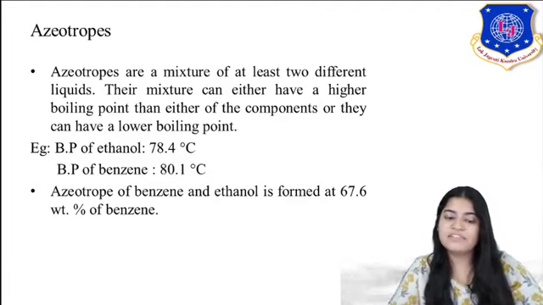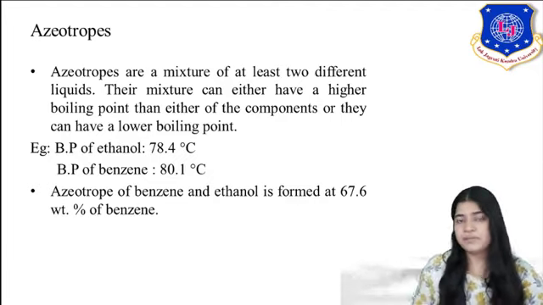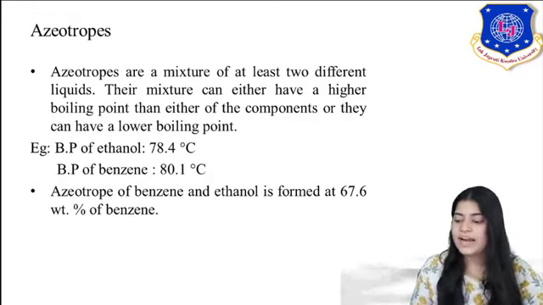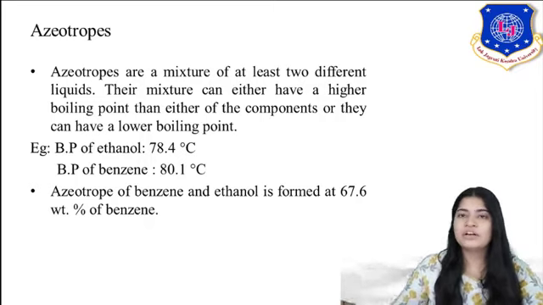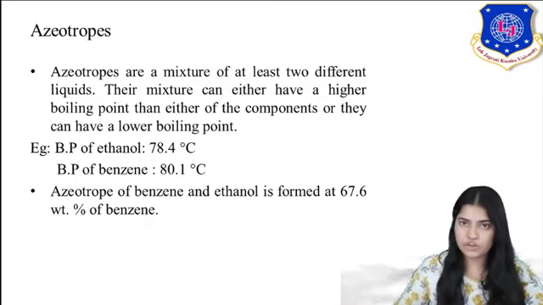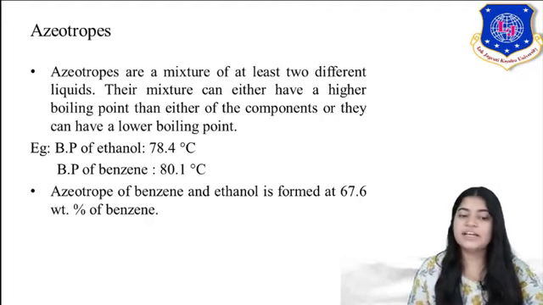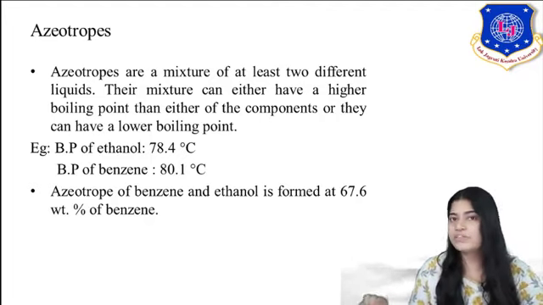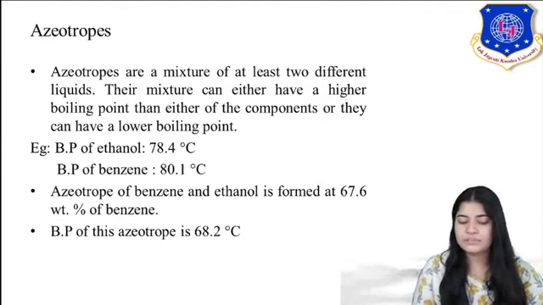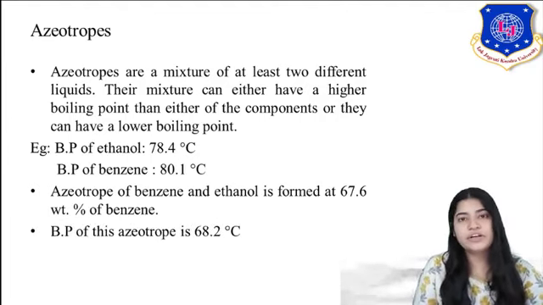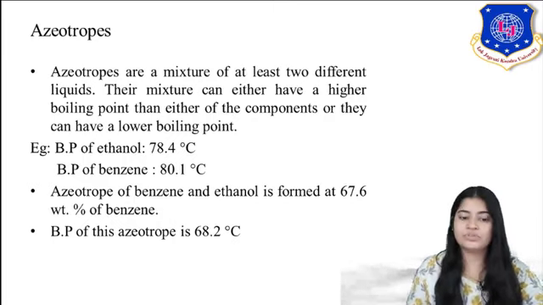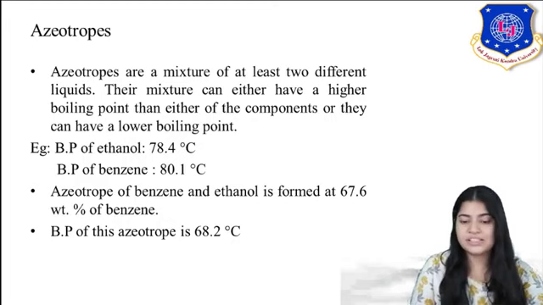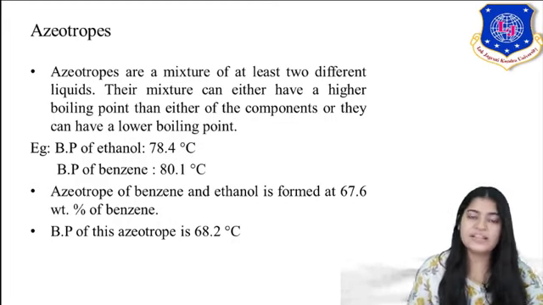So at 67.68%, be specific, an azeotrope is formed at a specified set of conditions. It doesn't mean that at all weight percent concentrations azeotropes will be there. Here it is given that the azeotrope forms at 67.68% of benzene. You can see the boiling point of this azeotrope is less than that of both ethanol and benzene. The boiling point of this azeotrope is 68.2 degrees Celsius, which is less than the boiling point of ethanol and that of benzene.